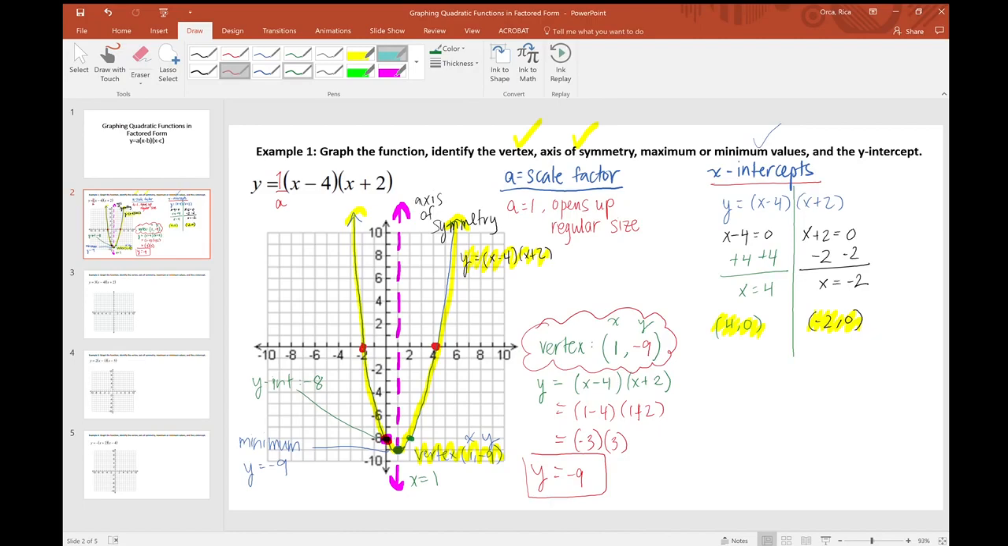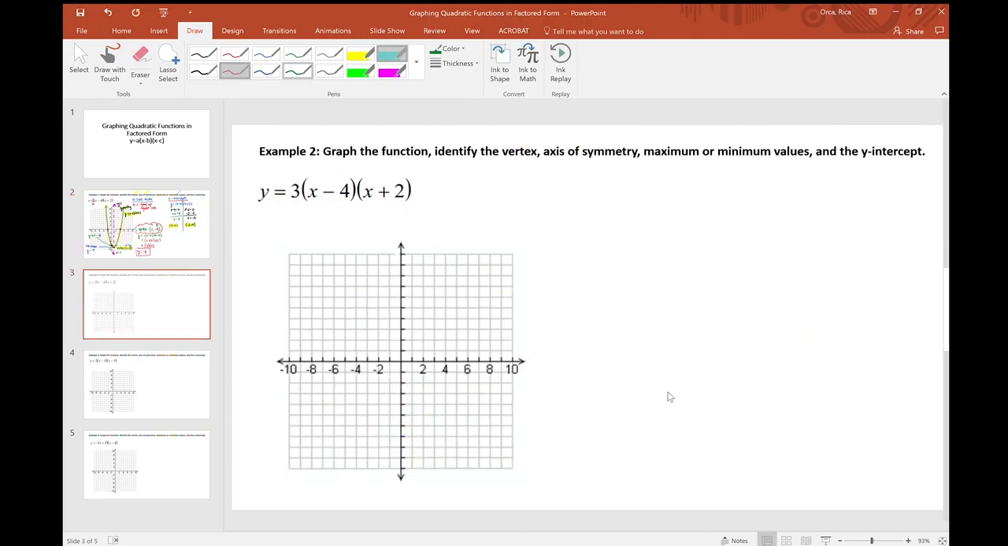Let's look at another problem. Example 2. Graph the function, identify the vertex, axis of symmetry, maximum or minimum values, and the y-intercept. We have y equals 3 times x minus 4 times x plus 2. First off, let me label a. A is 3, which tells me that my graph is going to open up and it'll be narrow because 3 is bigger than 1.